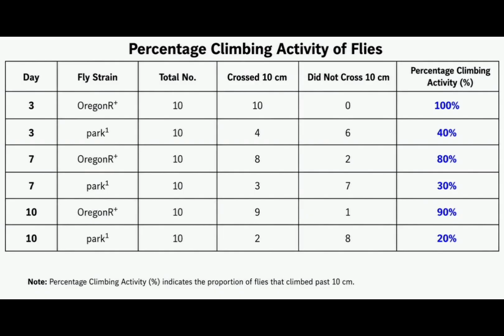It can be easily seen that percentage climbing activity of Oregon R plus does not show much variation at day 3, 7 and day 10. On the other hand, the Park 1 mutant show progressive decline in percentage climbing activity as it decreased from 40% to 30% and then to 20% if we see from day 3 to day 10.